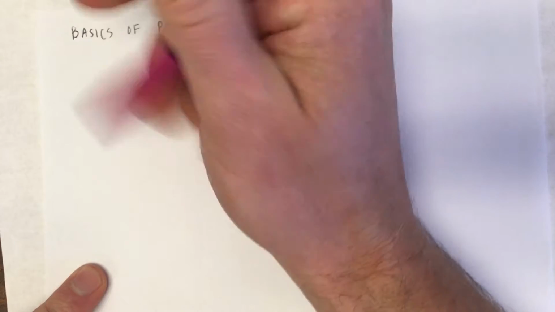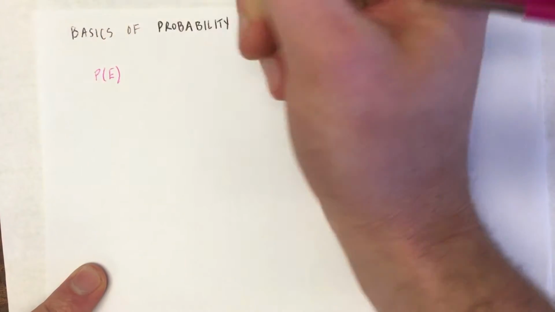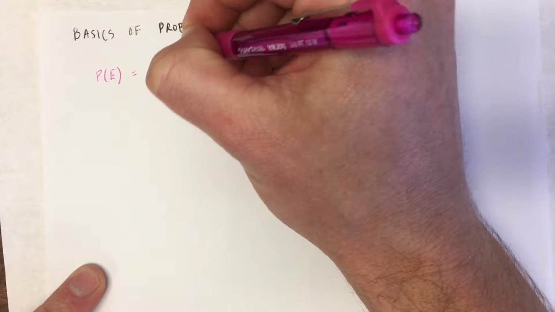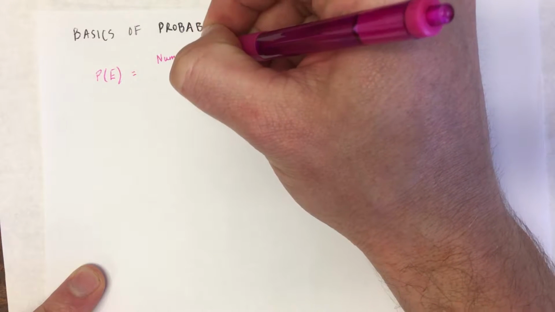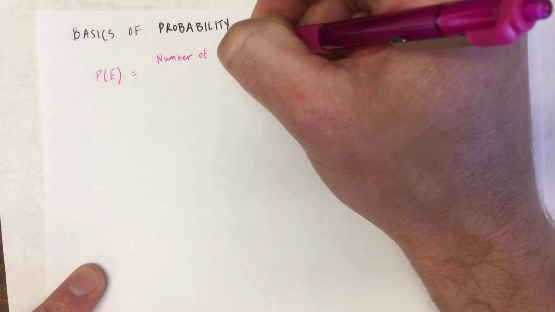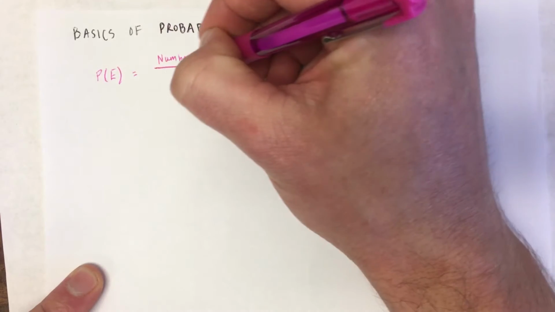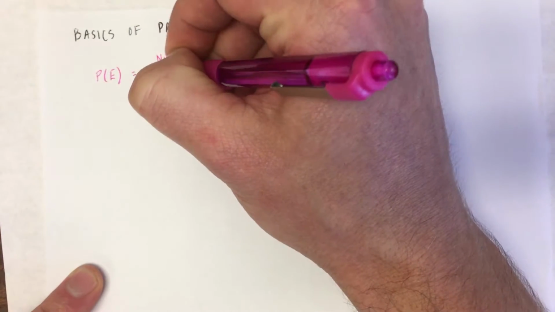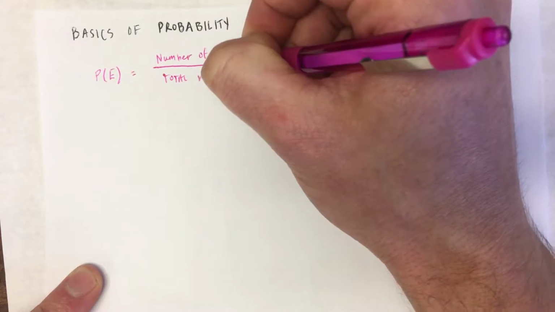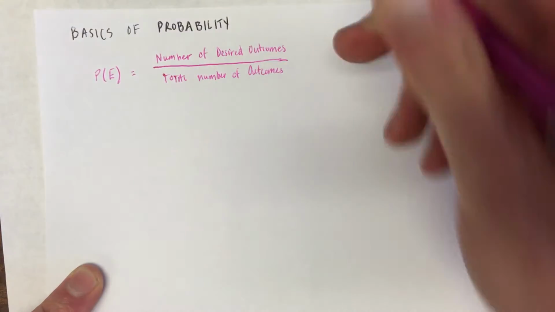So the very first thing I would say is the definition of basic probability. The probability of an event equals the number of desired outcomes divided by the total number of outcomes. Okay.